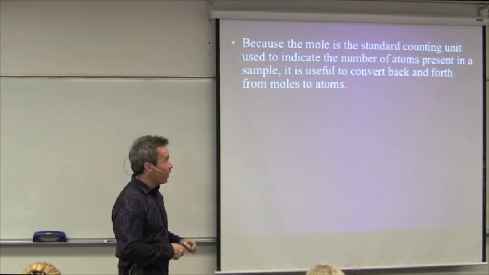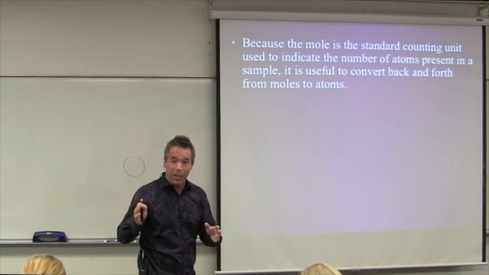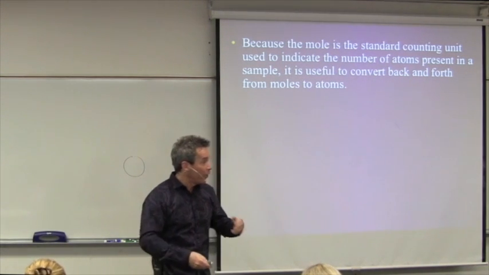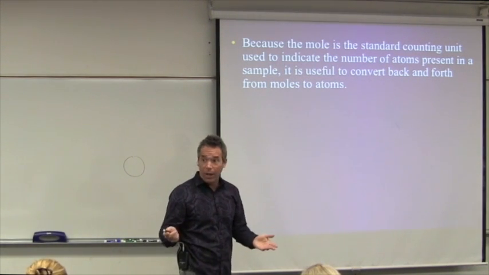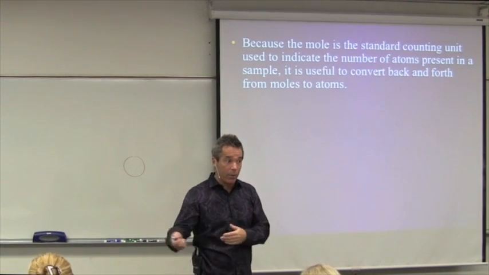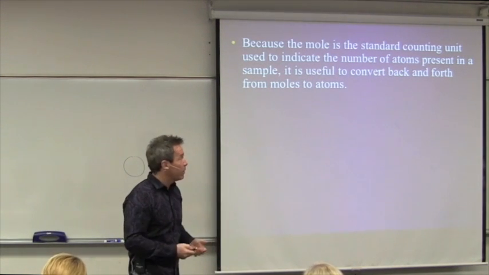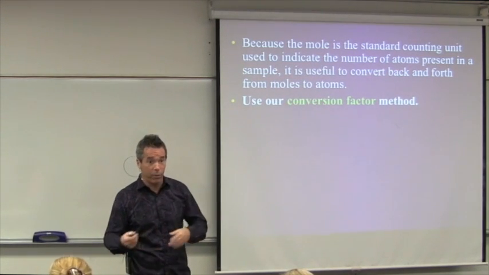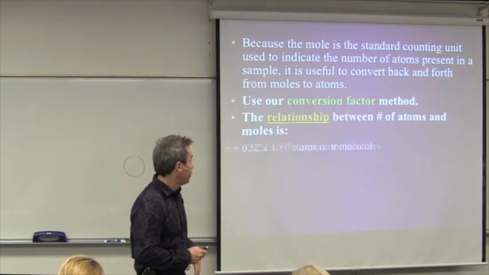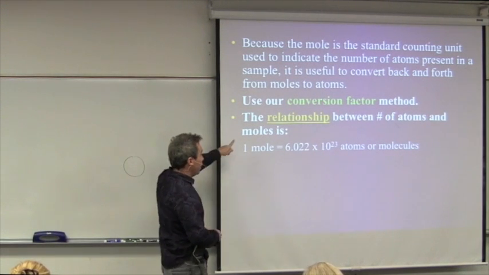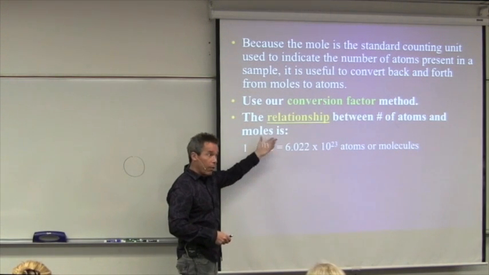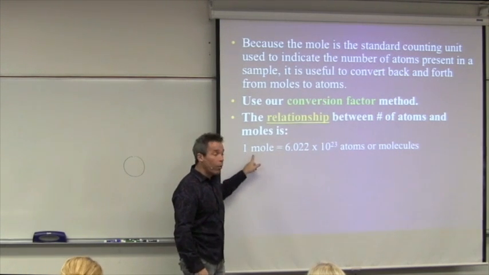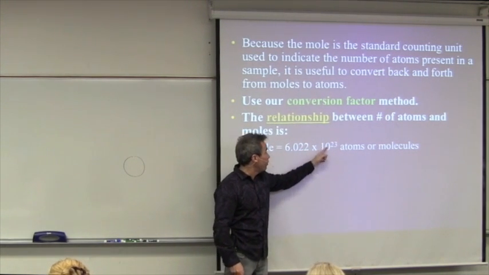So it's a standard counting unit. It's the relationship between number of atoms or number of particles and moles. And so we could convert back, and we'll have to do that at times, between number of atoms and number of moles. We have the relationship. It's Avogadro's number. We're going to use our conversion factor method to switch back and forth from number of atoms to number of moles. There's that relation. We could convert between any two units if we know the relationship. This is the equivalent statement. 1 mole is 6.022 times 10 to the 23rd.